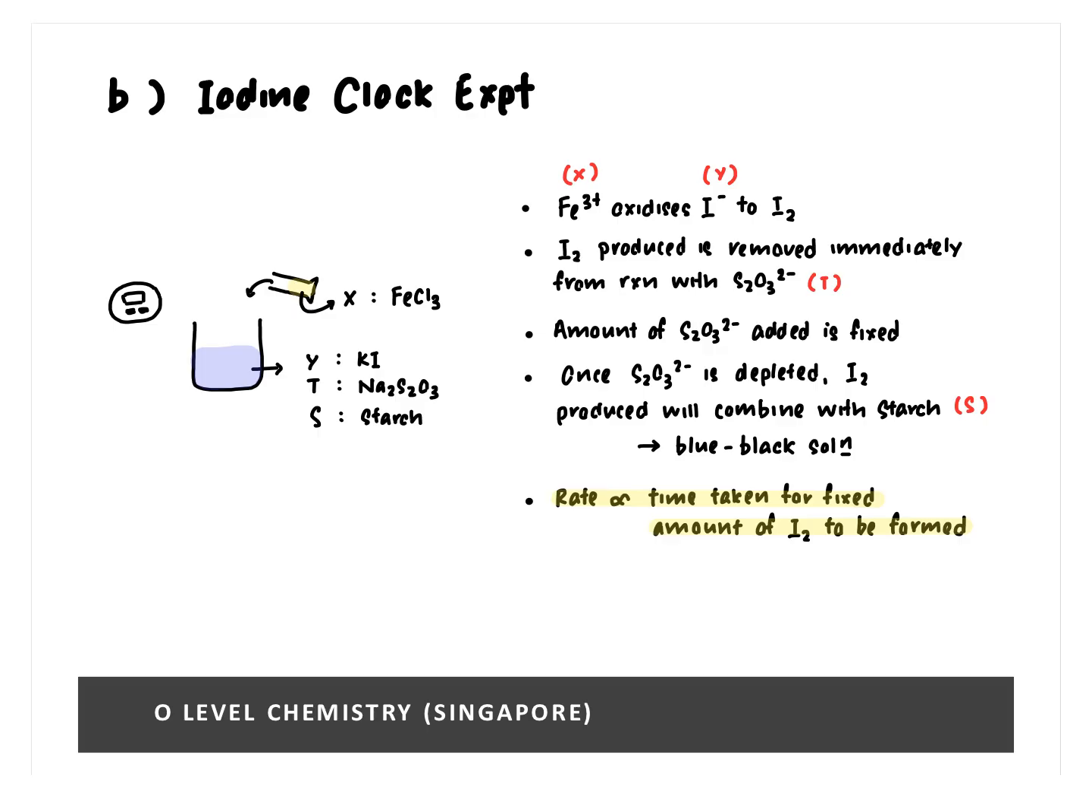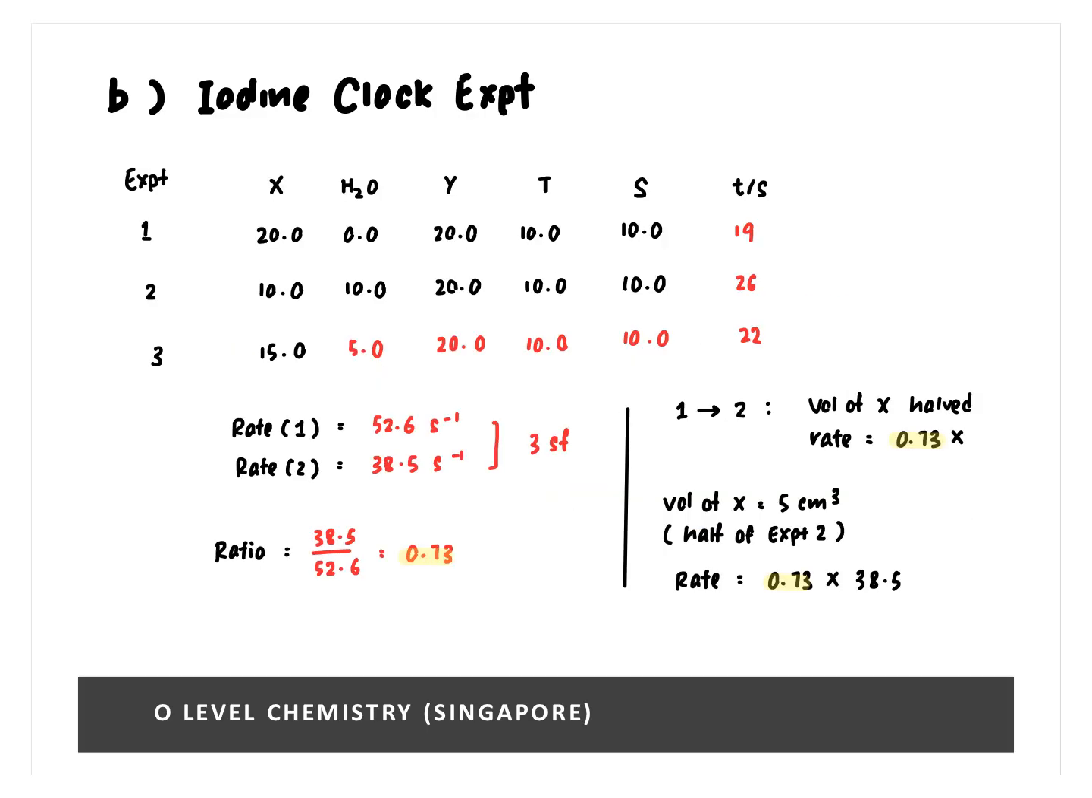Now, since the amount of sodium thiosulfate used in every experiment is the same, the time taken for the mixture to turn blue-black would be an indication of the time taken for a fixed amount of iodine to be formed. And based on that, we can calculate the rate of the reaction. So candidates were given a set of values to use for experiments 1 and 2, and you were asked to fill up the values for experiment 3.